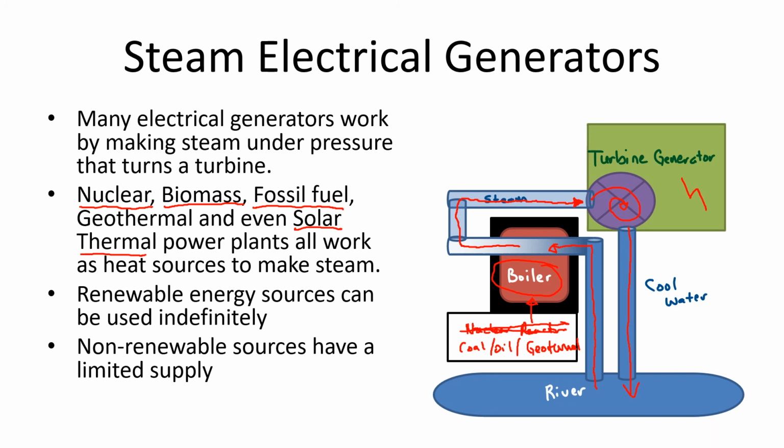So they all work pretty much the same way. Some of them are renewable, right? Geothermal would be renewable. You're never going to run out of that. Biomass is renewable as long as you keep growing crops. Solar thermal is renewable. And some of them are non-renewable, like the nuclear or the fossil fuels, because there's a limited amount of those things and we'll eventually run out.